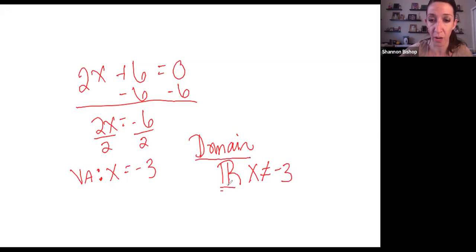What can I plug in? I can plug in whatever the heck I want except -3. Because if you do plug in -3, you get an error. That's not cool. The graph does not exist at that point. And so it becomes very important for you to be able to identify where that is.